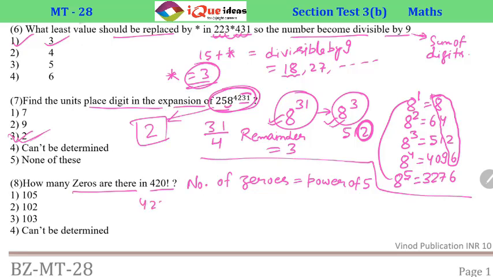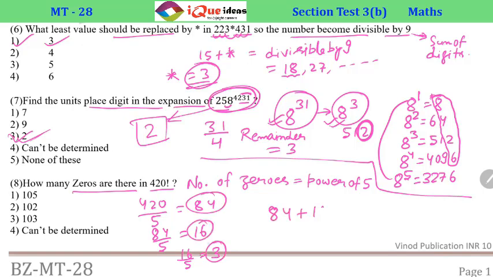So 420 divided by 5, we will get 84. Then 84 divided by 5, we will get 16. And 16 divided by 5, we will get 3. Right? Further division is not possible. So we add 84, 16 and 3, which is equal to 103. So the highest power of 5 in factorial 420 is 103. Similarly, the number of zeros in factorial 420 will also be 103. That is third option. Alright.